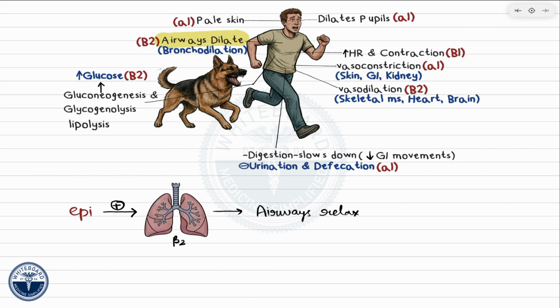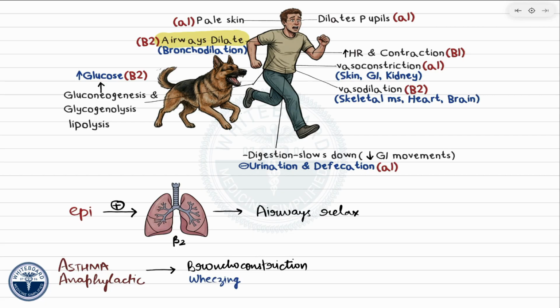Now the obvious question is, why should we care that epinephrine causes bronchodilation? The significance becomes clear when we think about situations in which the airways become narrowed. For example, during an asthma attack or an anaphylactic reaction, bronchial smooth muscle contracts, reducing the diameter of the airways and making it difficult for air to reach the alveoli. As the airways narrow, airflow decreases and the patient may develop wheezing, shortness of breath, and hypoxia.